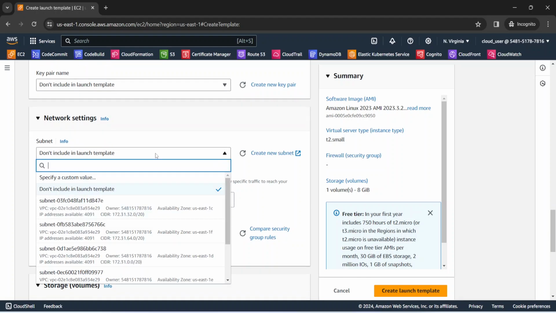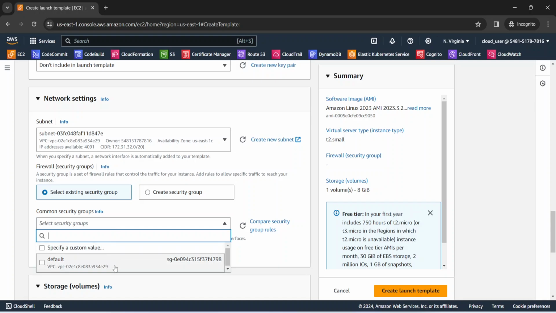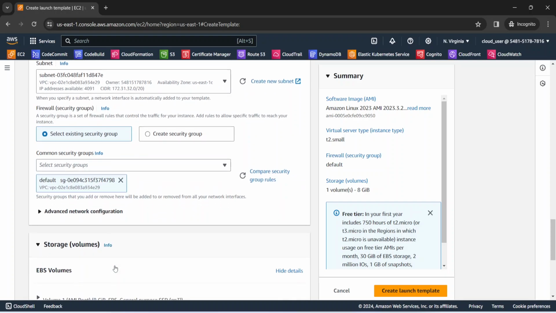Next, network settings, we will include a network. If you are running a multi availability zone deployment, then you don't need to have this. But just for testing purposes, I am selecting a subnet which is residing in availability zone us-east-1c. Then we'll select an existing security group, which is the default security group.